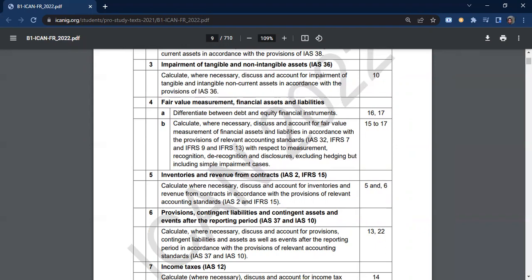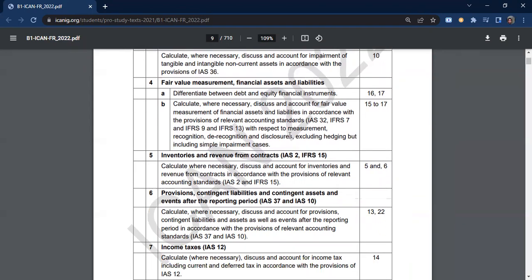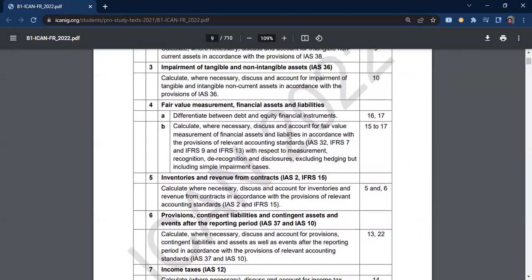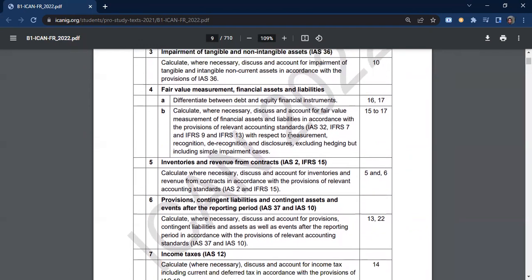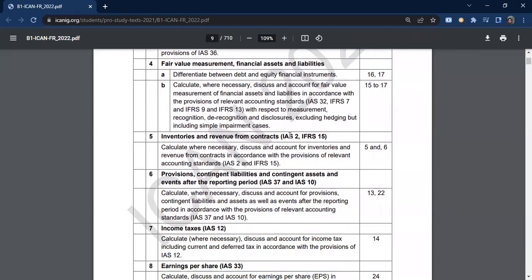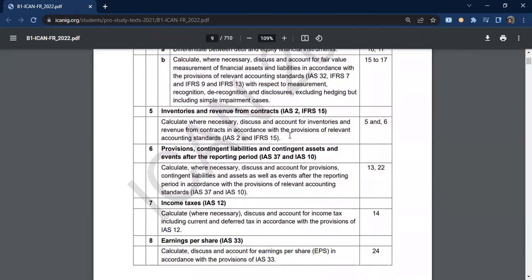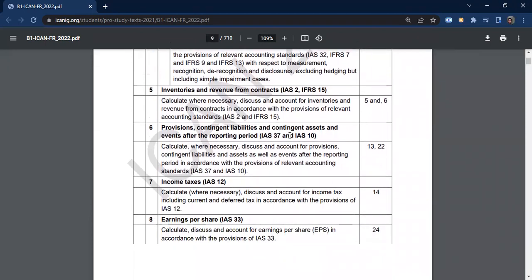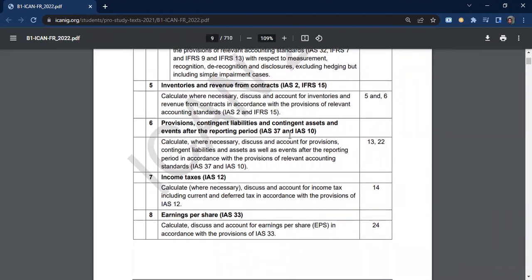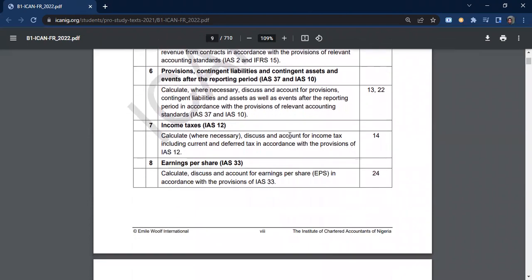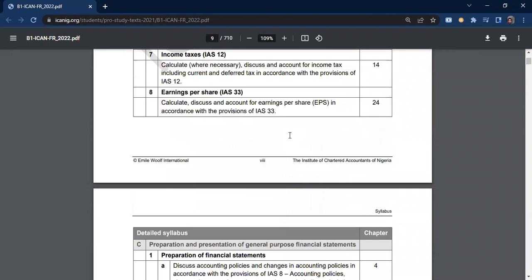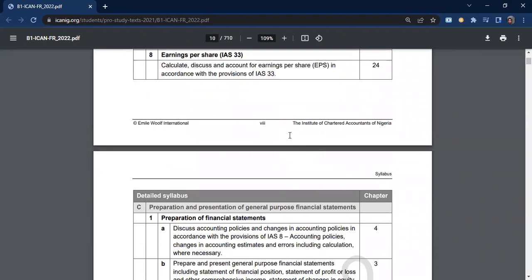What is recoverable amount? We'll be talking about that. We'll also be talking about fair value, I think that's IFRS 9, and we'll also be looking at IFRS 13 as well. Inventory is IAS 2, revenue is IFRS 15. Provisions, we're looking at IAS 37 and 10. Income tax, IAS 12, and we'll also be looking at IAS 33, which has to do with earnings per share.